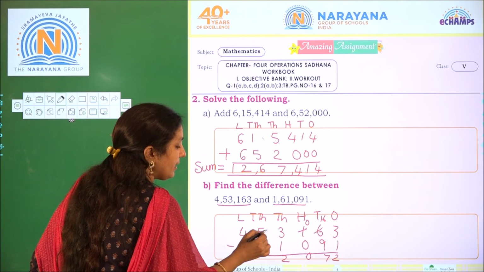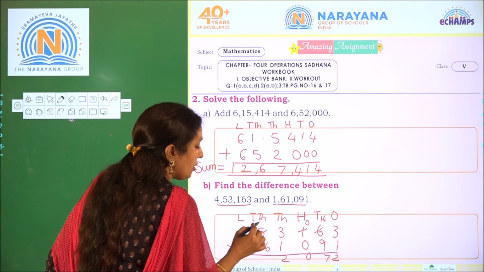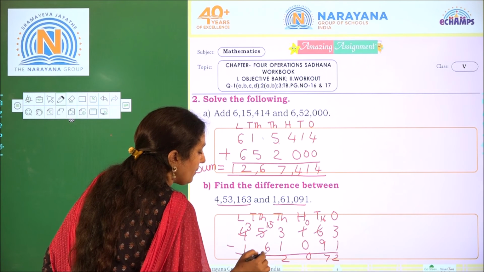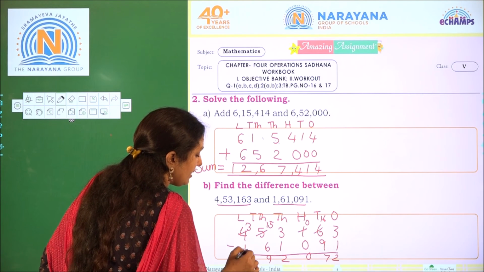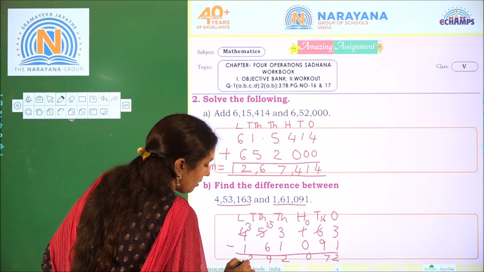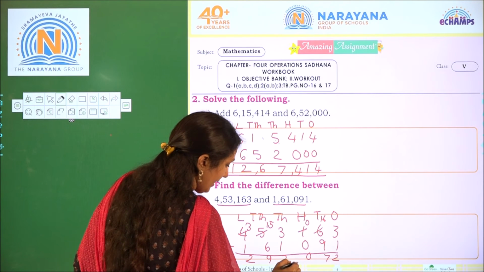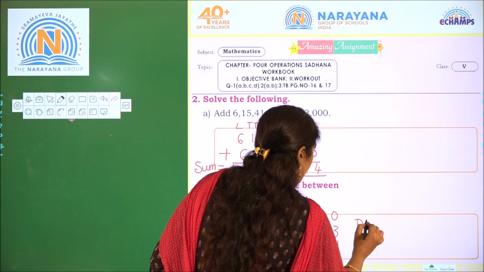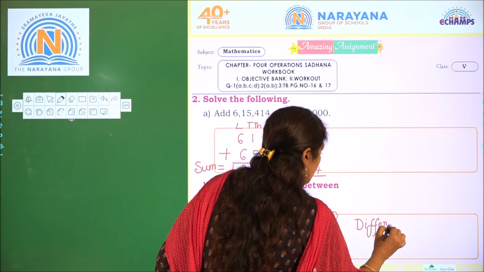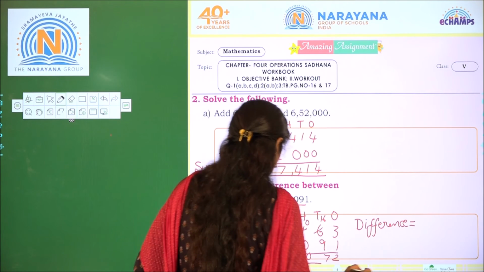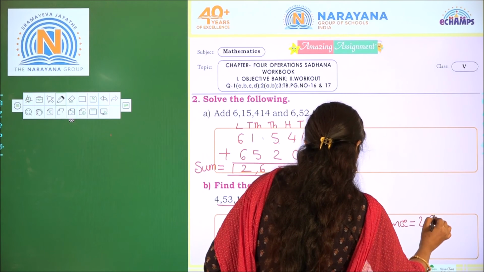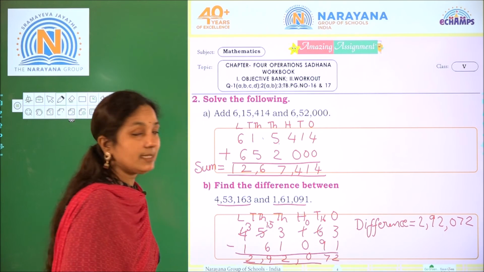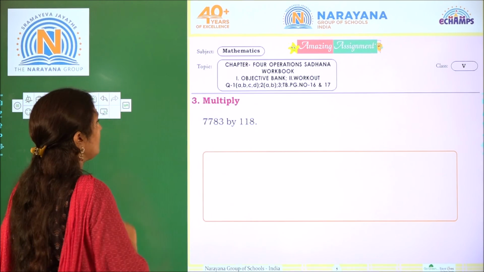5 minus 6. Can we take out? So we cannot. So again regroup it. 5 will become 15. So this 4 will become 3. 15 minus 6 is 9. And 3 minus 1 is 2. So we'll get the difference is 2,92,072. Got it, children? Coming to next one.